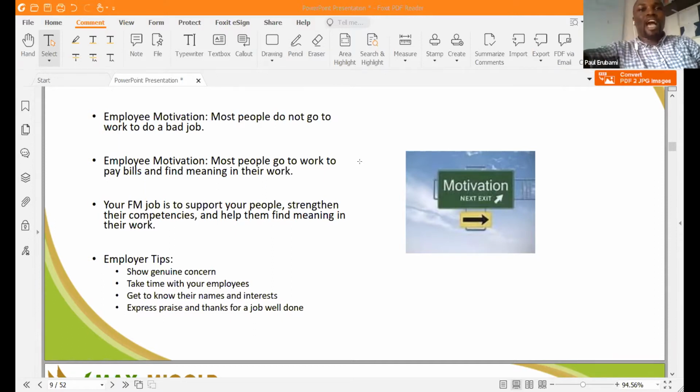I studied as a mechanical engineer. My training is as a mechanical engineer, and even then I still have some level of specialization. But my employer will expect me to have some knowledge about electrical, plumbing, AC, carpentry, painting, civil works, and the like. But how do I develop competencies in all these areas of specialization? By spending time with my employees.